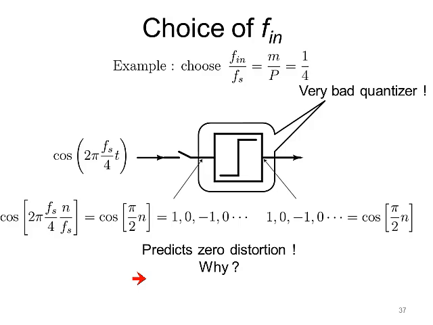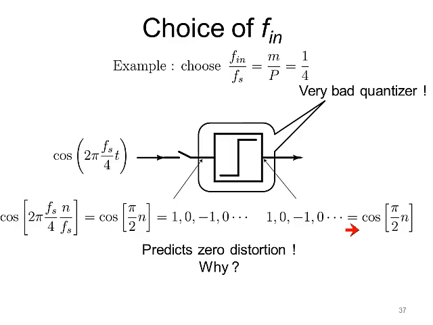Now, if I take a pure sinusoid and pass it through a quantizer, I would expect to see a whole lot of distortion at the output because the quantizer has got only 3 levels. Let's see what happens for this particular choice of input frequency. Cos 2 pi Fs by 4, which is the input frequency, times t is the input, when sampled at Fs, results in cos pi n over 2, which is 1, 0, -1, 0, and so on. It passes through the quantizer, and voila, the output is 1, 0, -1, 0, which is the same as cos pi n by 2, which is the input.